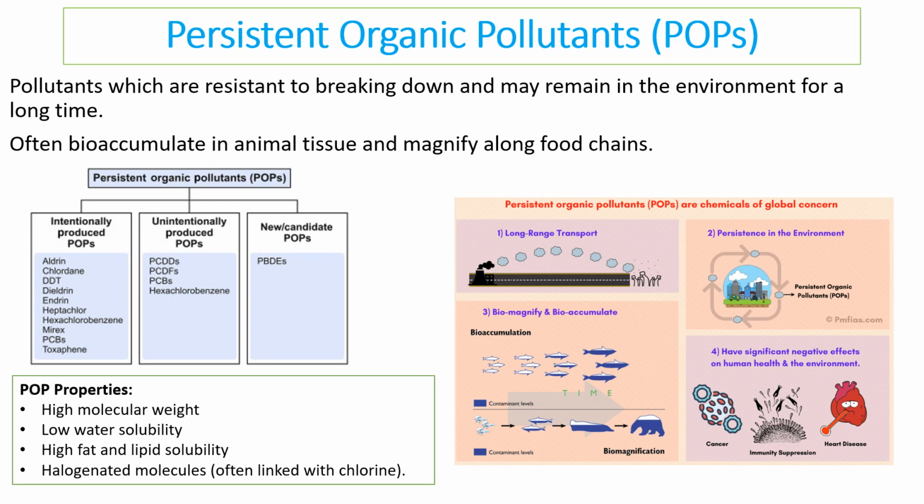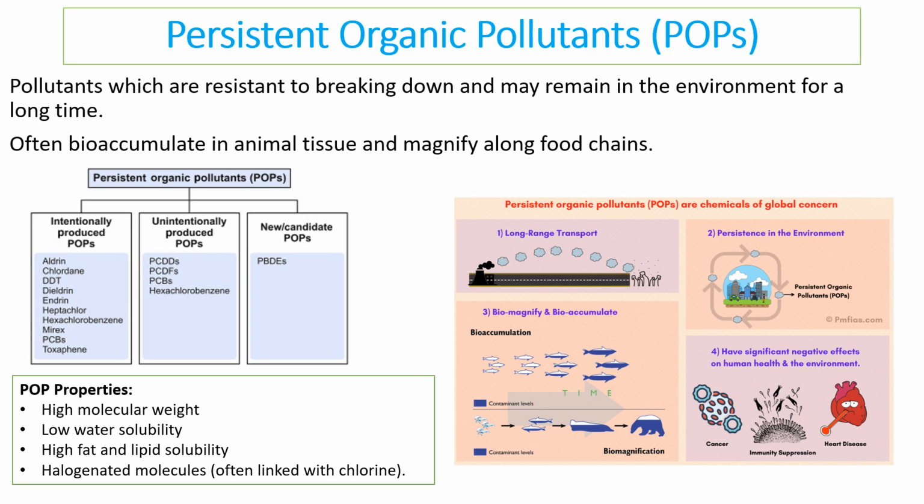Now, the reason this happens is because they have particular properties. So they have a high molecular weight, they have a low water solubility, so they don't dissolve much. They have a high fat and lipid solubility, so they will dissolve into your fats and be stored in your fat cells, and they're often linked with chlorine, which you'll learn about more in the future. So some examples of these you can see, often plastics, but also chemicals you've already heard of, like DDT, for example, and stuff like pesticides can build up along the food chain.